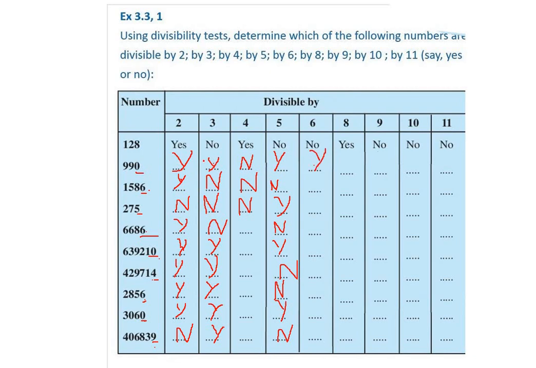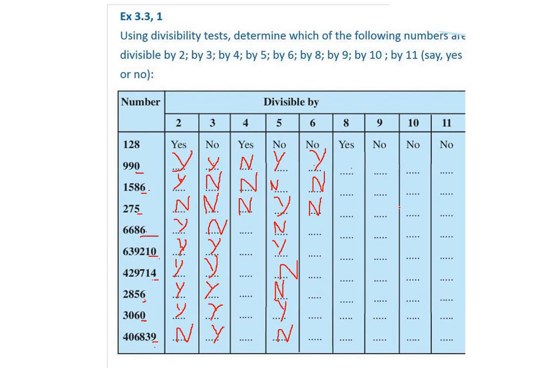Means for 2 and 3 both should be yes, then only 6 can be yes. Now again for the test of divisibility, for 1586, for 2 it is yes and for 3 it is no, so obviously we will have no. And like that, the next number is no and no for both, that means it is not possible to divide by 2 and 3, so obviously it will be no for 6.